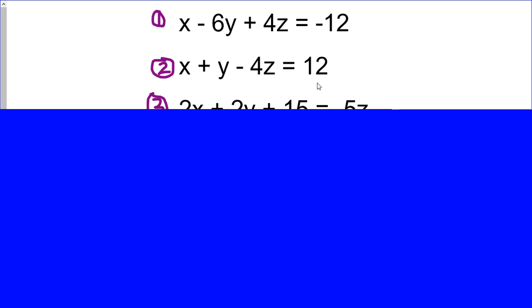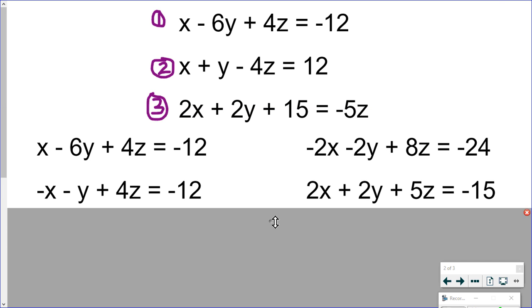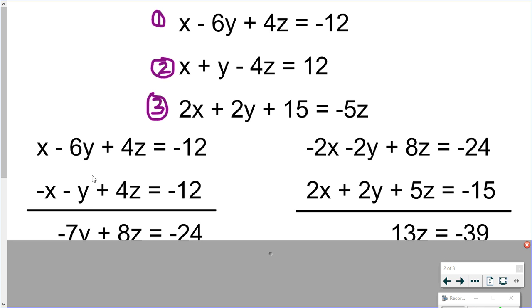So in order to eliminate x's, I paired 1 and 2 over here on the left-hand side, and then 2 and 3. Now with 1 and 2, I wanted to eliminate the x's, so I multiplied the second equation by -1. So that's where my negative x minus y plus 4z equals -12 came from. And then I multiplied the second equation by -2 to eliminate our x's there. So I got -2x minus 2y plus 8z equals -24.